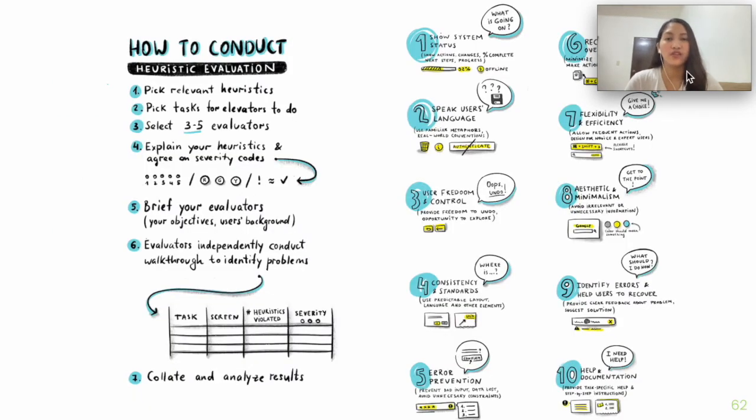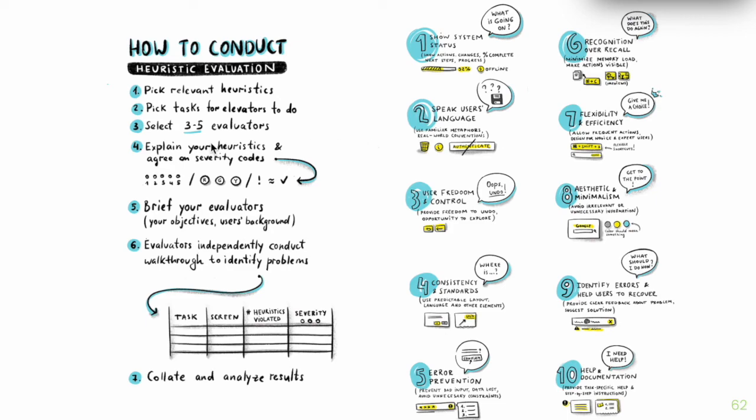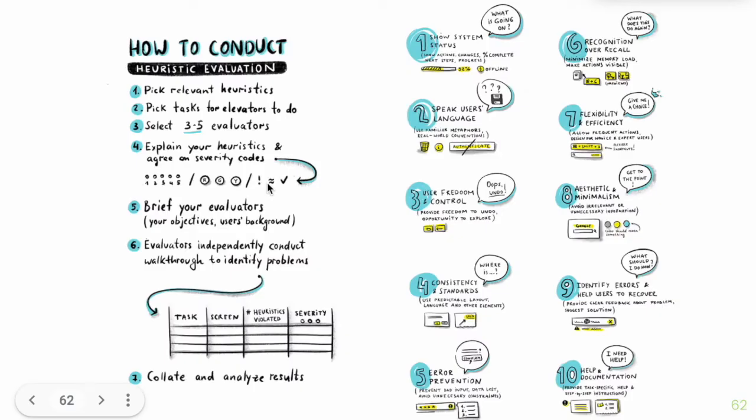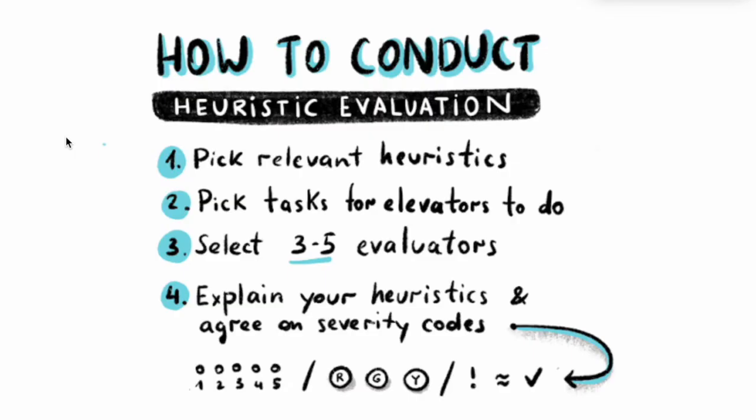So how do you conduct that? Of course, you have your heuristics ready at hand. And then these are the steps. We have 7 steps. So the first one, pick relevant heuristics. So in this case, you have picked the Jakob Nielsen's heuristics. But you can also use other heuristics that are available. And then pick task for evaluators to do.